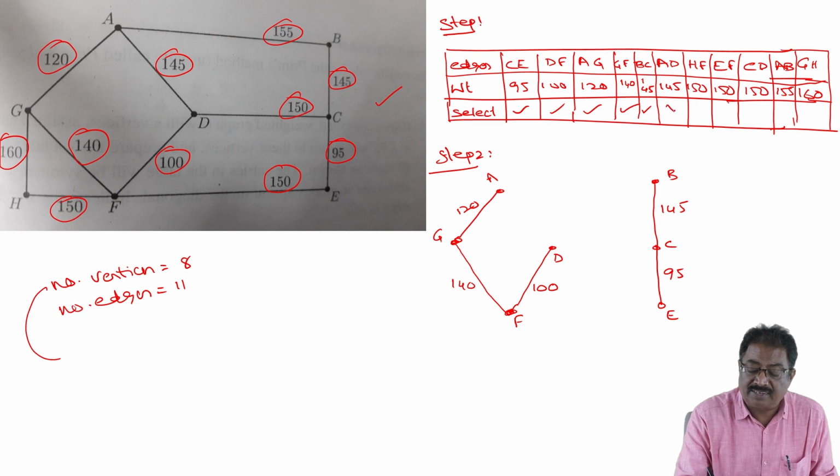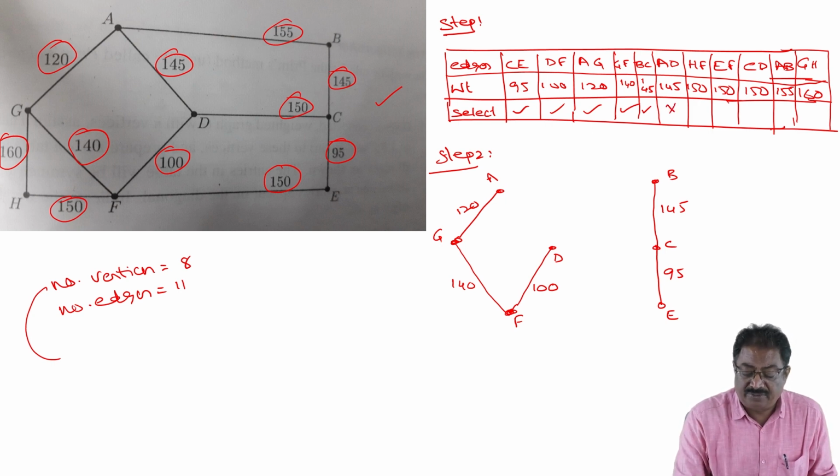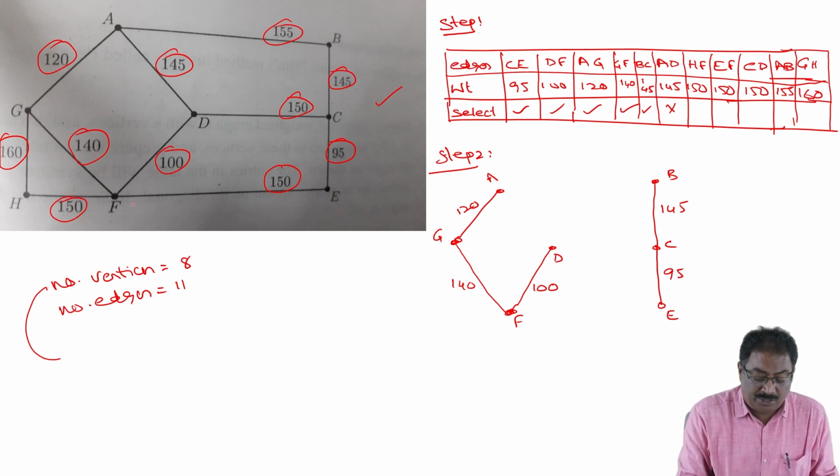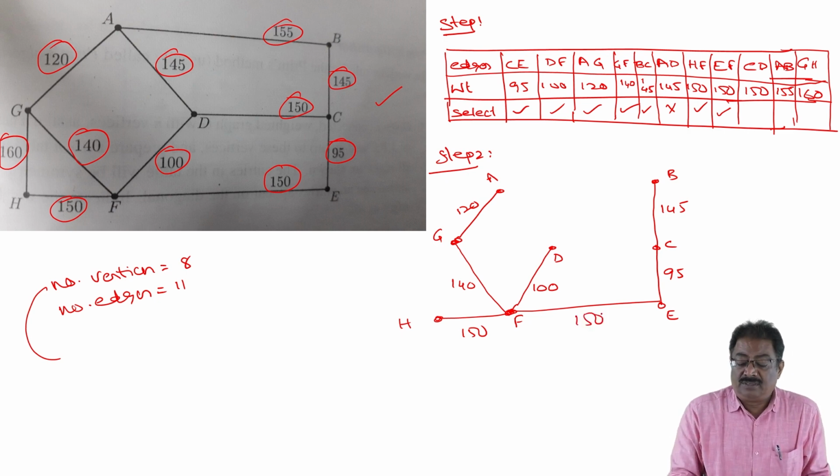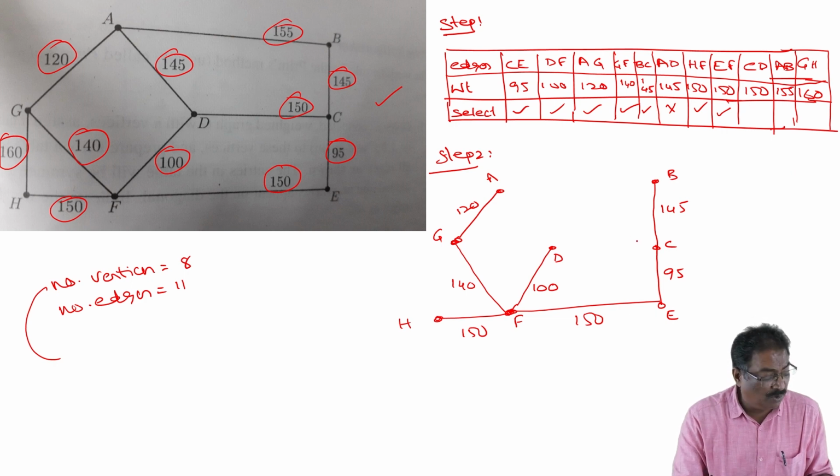Then another one is AD. I am not going to consider this. And I am going to consider HF. Okay, I am going to consider this HF, which is nothing but 150. And next EF. I can consider EF, I am considering 150. So I am going to consider 1, 2, 3, 4, 5, 6, and one more is required. CD, one more is required.